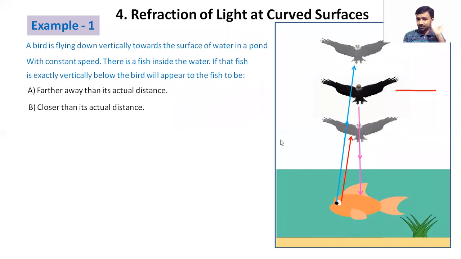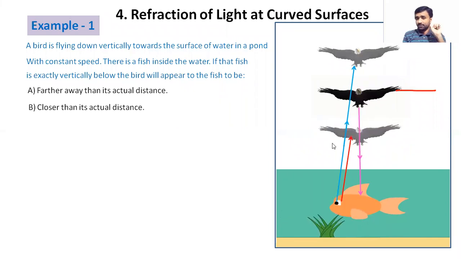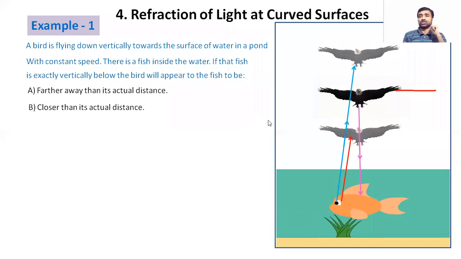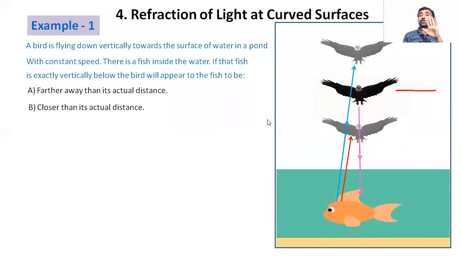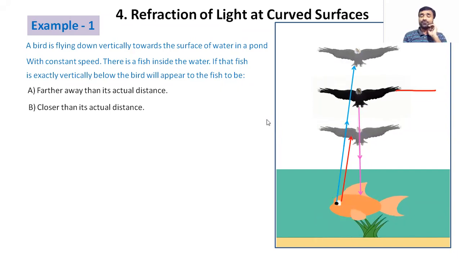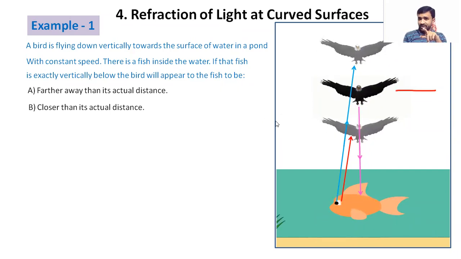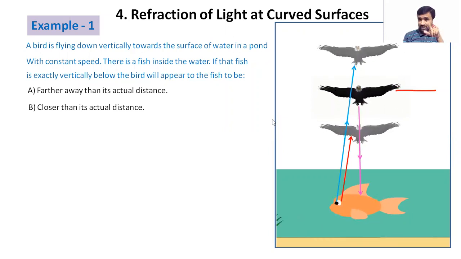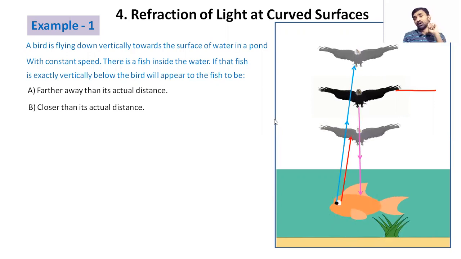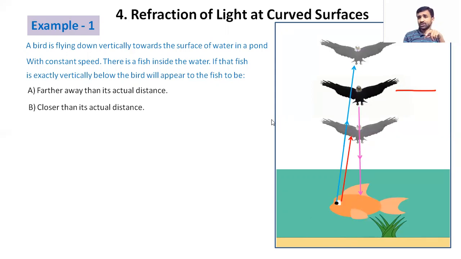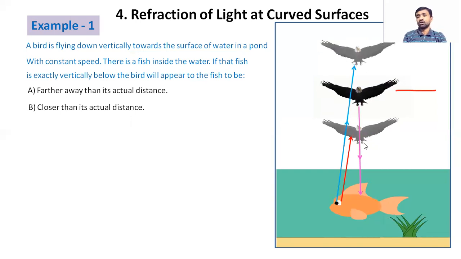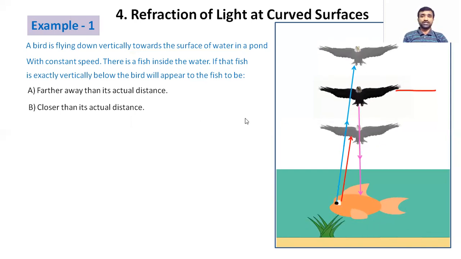So the bird figures here are images, right? Here the object may also be an image. We don't know exactly which is observed by the fish here. If it is at exactly the same place, the middle bird will be observed by the fish. If it is observed farther than its actual distance, the upper bird will appear to the fish. If it is closer than its actual distance, then the bird will appear to the fish at the bottom bird. So these are the possibilities, right?